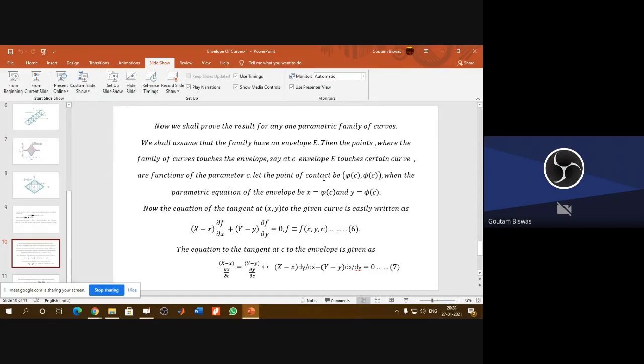Let the point of contact be phi(c) and psi(c). When the parametric equation of the envelope represents the point of contact with the envelope, the equation of the tangent at (x,y) to the given curve is written in this form. You know from your previous knowledge of calculus, capital X minus x del f del x plus capital Y minus y del f del y equals 0, where f is this function.